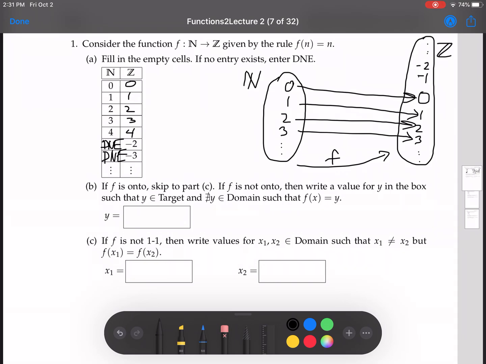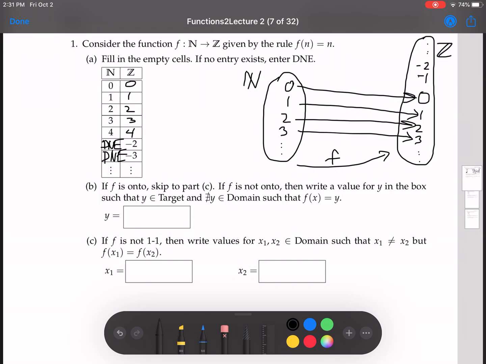Now looking at part B, if the function is onto, meaning that every element of the target has some element of the domain that comes over to it, then you just skip to part C. If the function is not onto, then you give a counterexample. So if it's not onto, you put a value for y.